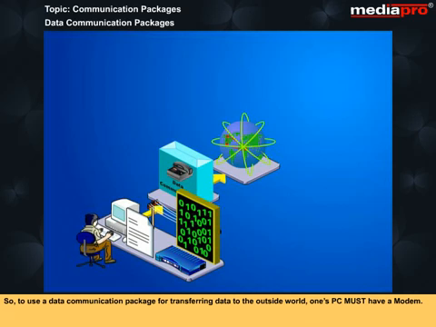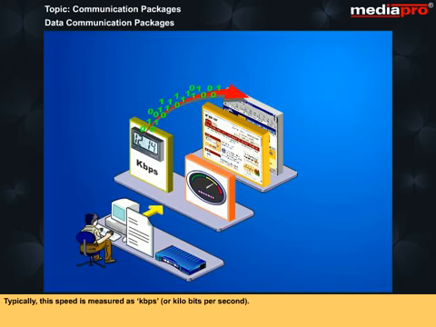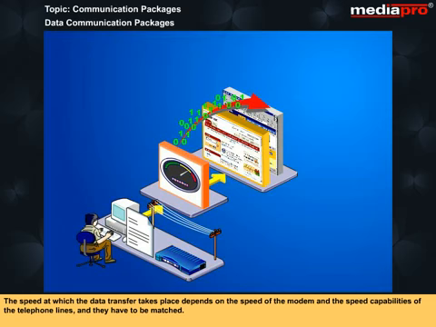So, to use a data communication package for transferring data to the outside world, one's PC must have a modem. Once the necessary hardware is in place, communications packages act as intelligent gatekeepers to speed the flow of data between sites. Typically, this speed is measured in kbps or kilobits per second. The speed at which the data transfer takes place depends on the speed of the modem and the speed capabilities of the telephone lines, and they have to be matched.